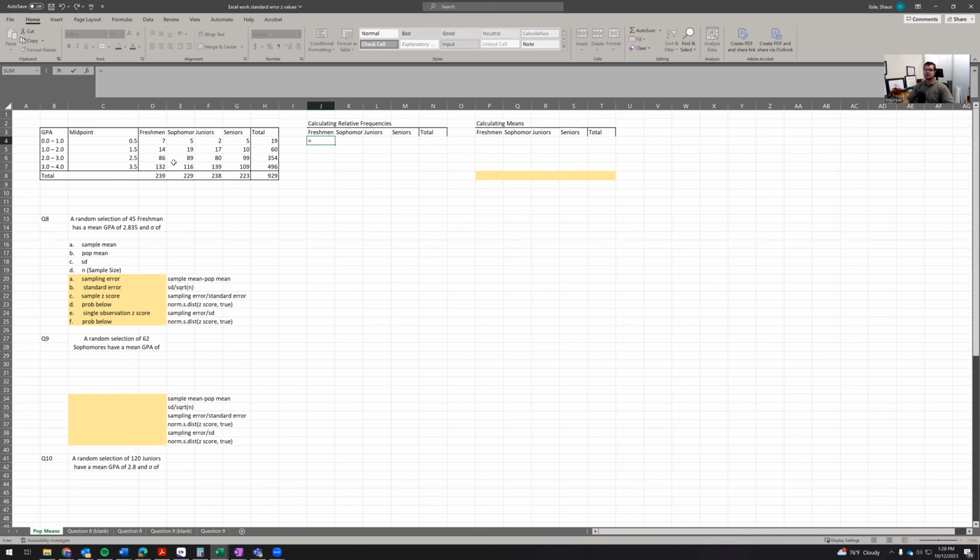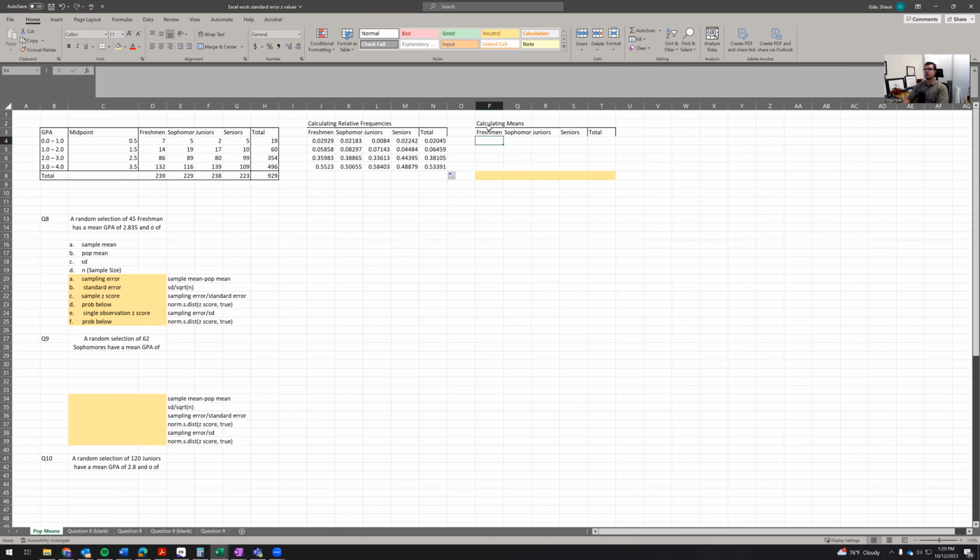So we're going to do equals 7 divided by 239. I'm going to make it so that the 239 does not move, so I'm going to drag it down. Now this is 14 divided by 239, 86 divided by 239, 132 divided by 239. Then I'm going to drag this over, and because I only made it so that the 239 didn't move, each one of these is going to be 5 divided by 229, and so on, going all the way down. So with just that, we calculated the relative frequency of all of them.